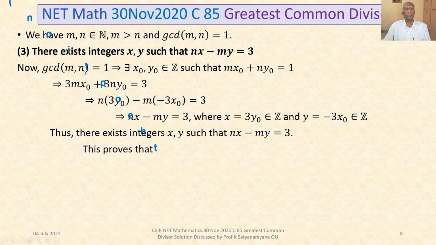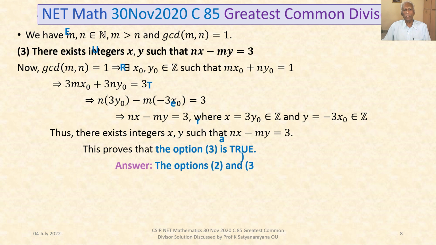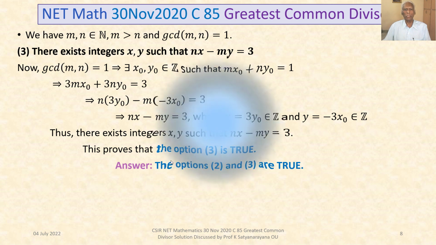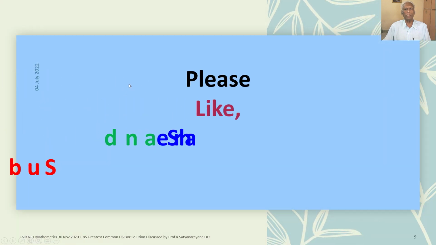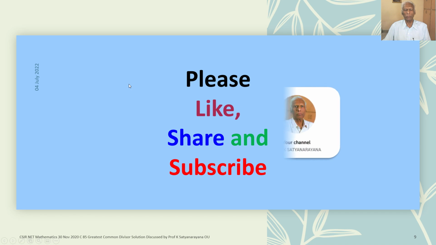Thus we have established option 3. This proves option 3 is true. So finally, what is the answer for this question? The answer is that options 2 and 3 are true and the remaining 2 are not true. So that is the discussion of the solution of the problem from the section Algebra, and the question is on the GCD, greatest common divisor.